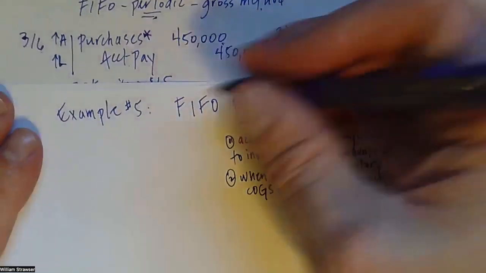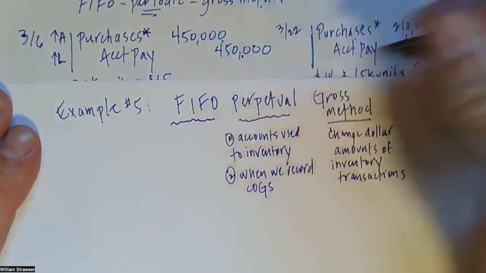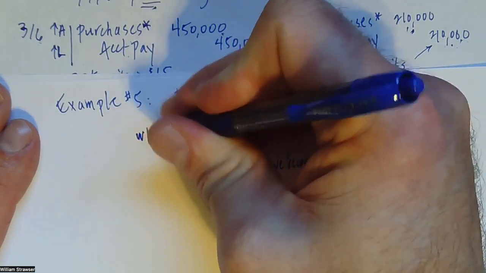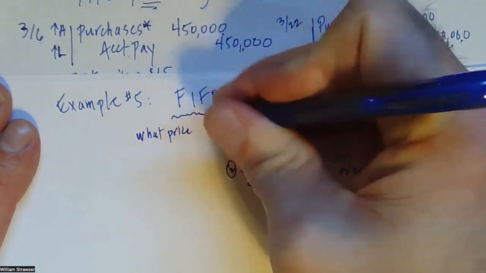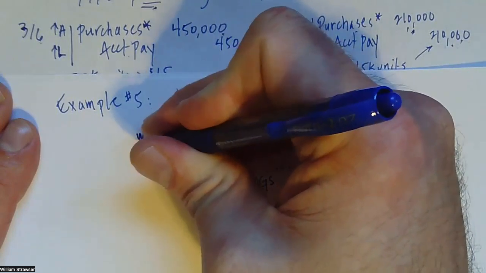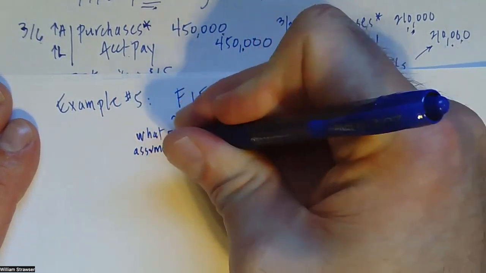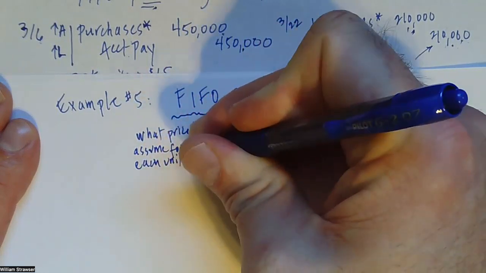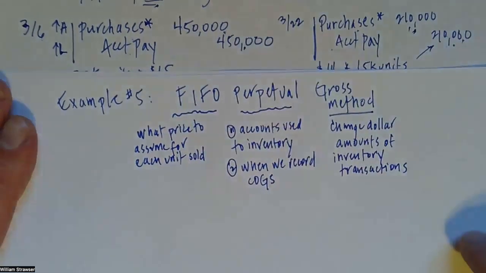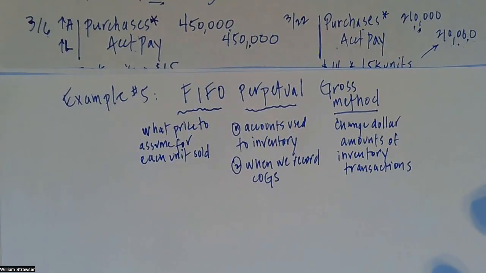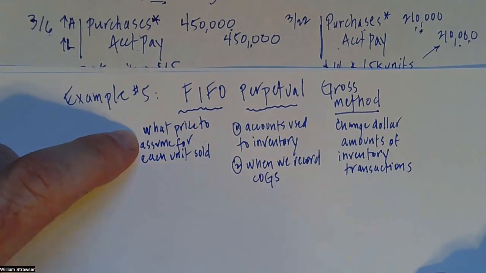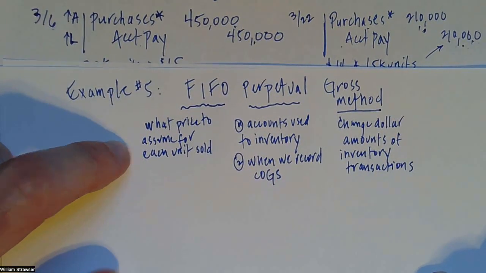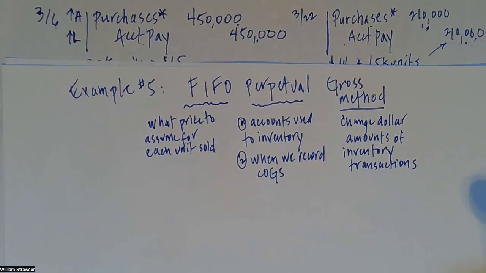And then FIFO versus LIFO versus average cost tells me what is the price to assume for each unit sold. So this will affect how I price the units that I sell. Did I sell the oldest purchases first? Did I sell the most recent purchases first? Or was it an average between them?